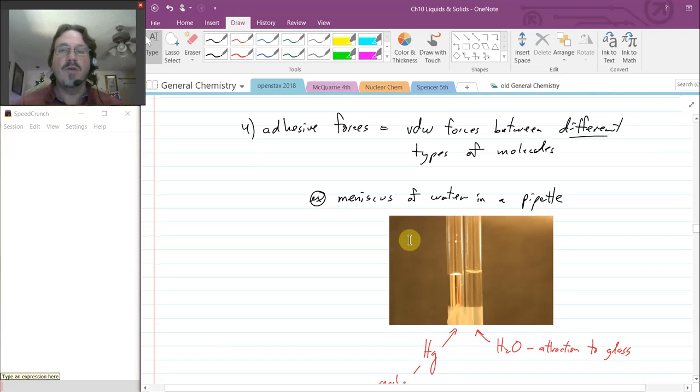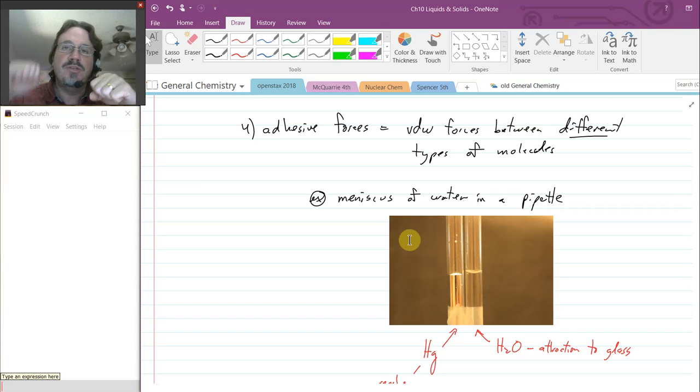All right, number 4. Adhesive forces. So if cohesive forces are between molecules of the same kind, adhesive are between two different types of substances. Right? So for example, adhesives like glues, well, yeah, they're gluing from the glue molecules to whatever you're trying to glue together, wood or plastic or whatever it is. That's why they call them adhesives, right?